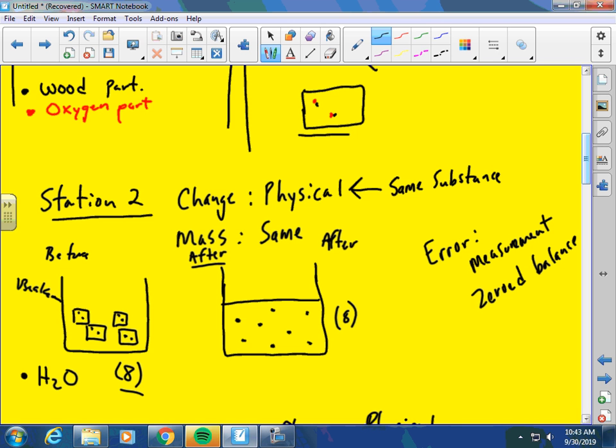So all the particles we start with are still there at the end. So the mass shouldn't change. Start with 8 particles, end with 8 particles. Just rearranging them a little bit.